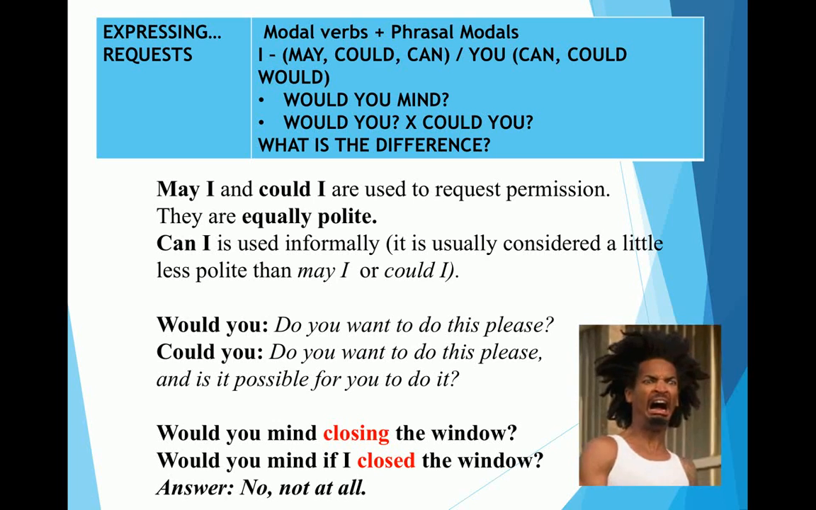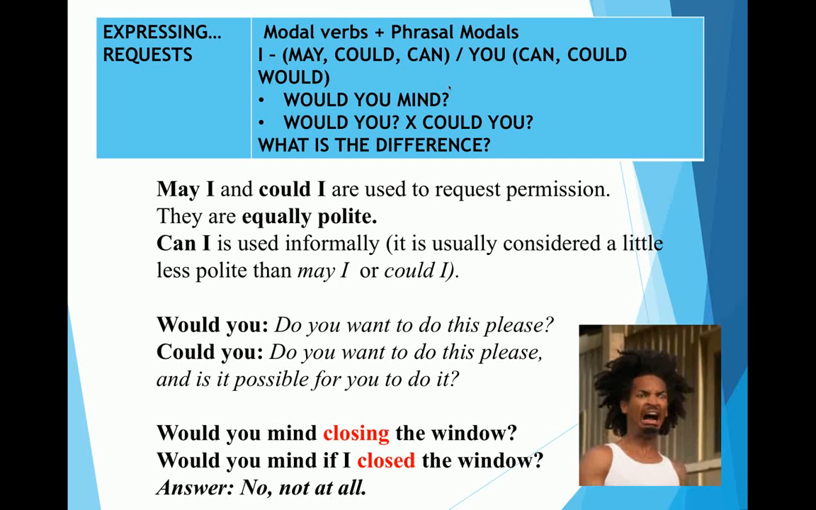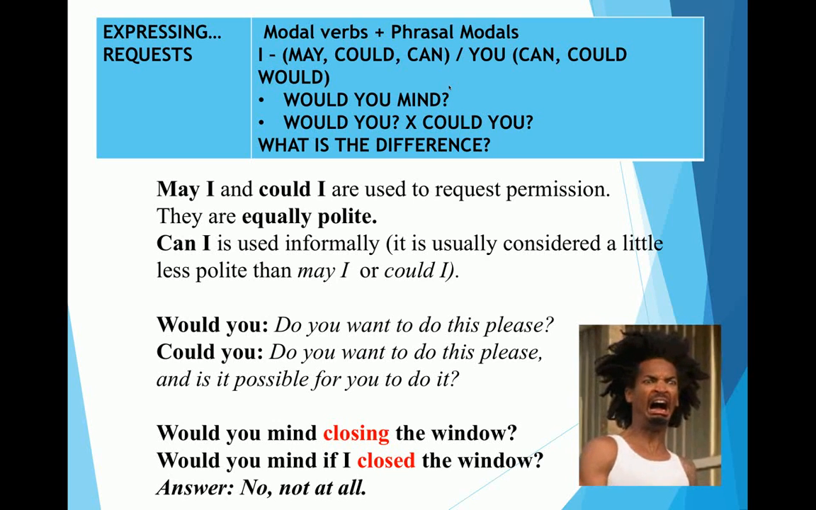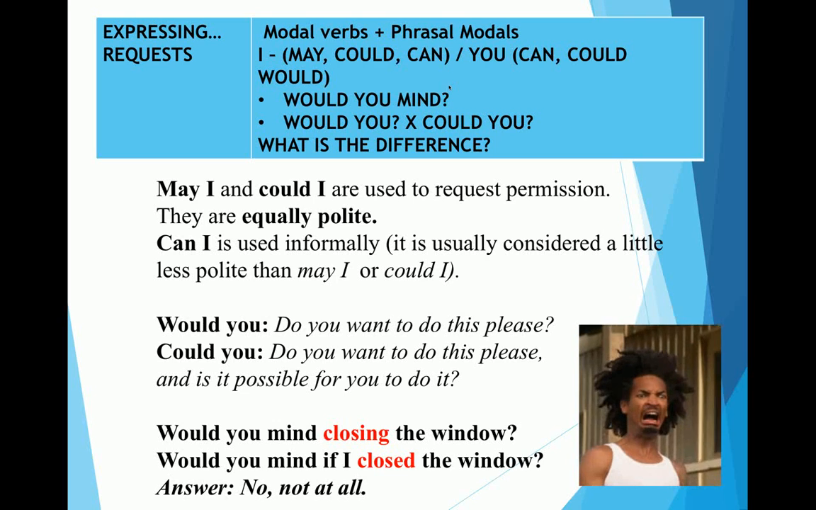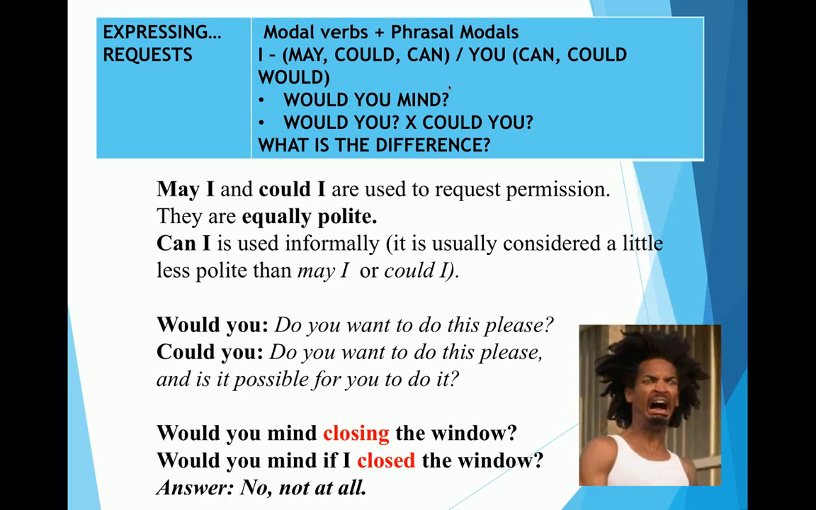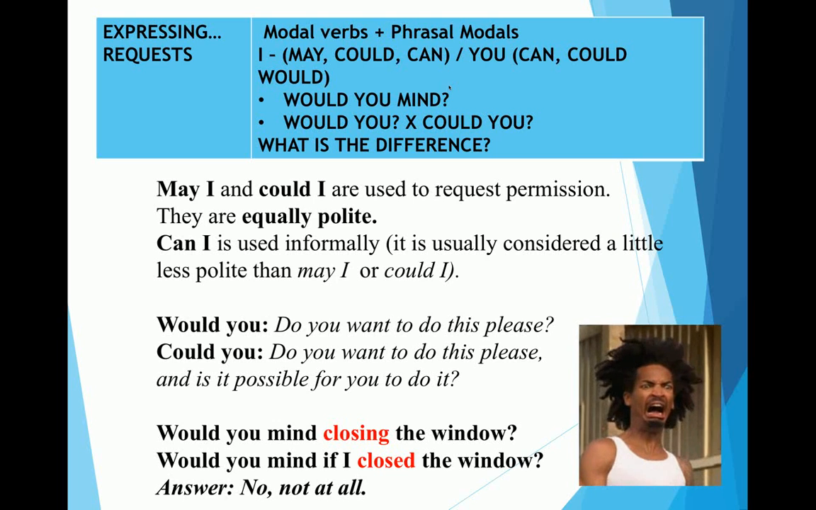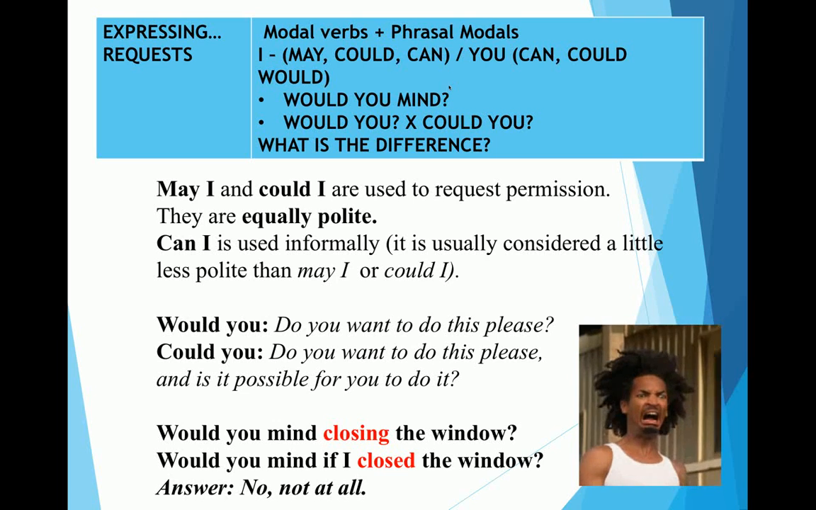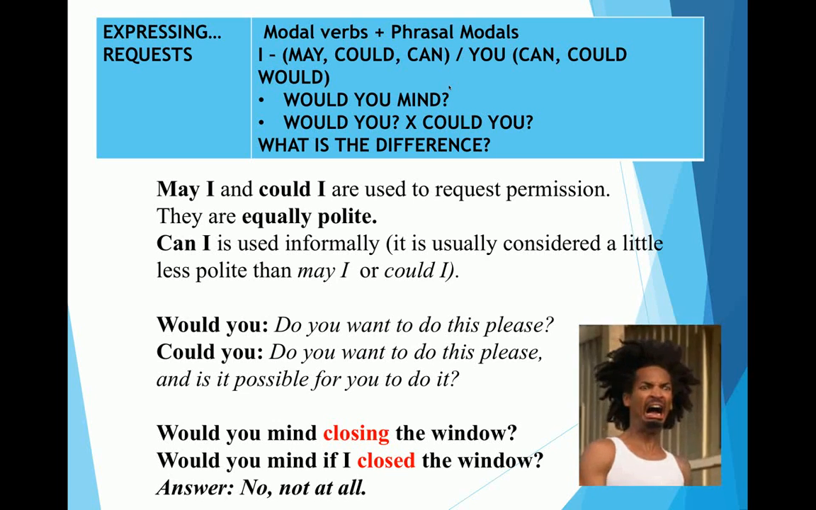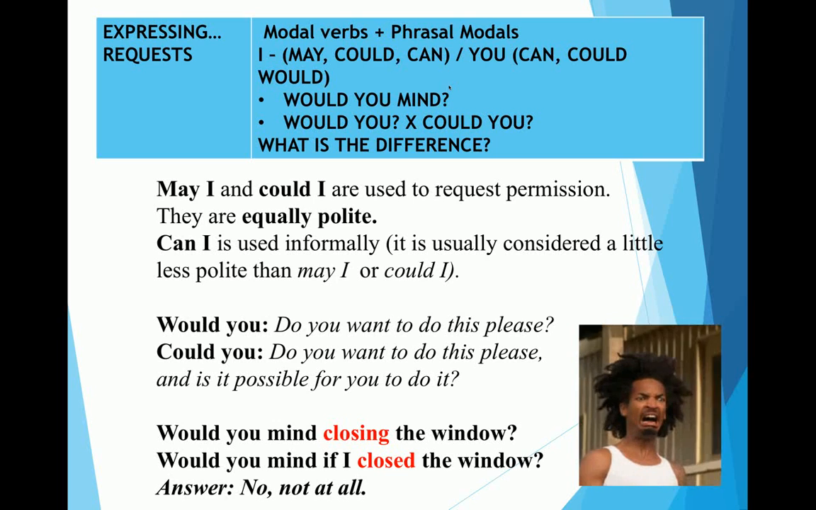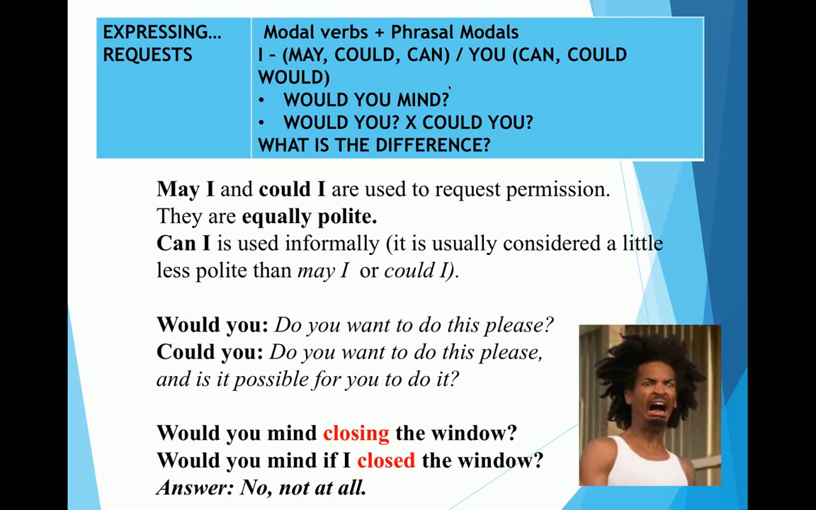To express a request, you have lots of different modal verbs you could use. And sometimes they could be a little bit different between one another, or one is more formal than the other. For instance, may I and could I are used to request permission, and they are equally polite. Can I is used informally. It is usually considered a little less polite than may I and could I. Could you and would you have the same meaning? The difference is very slight. If I use would you, I mean, do you want to do this, please? But if I say could you, I mean, do you want to do this, please? And is it possible for you to do it?